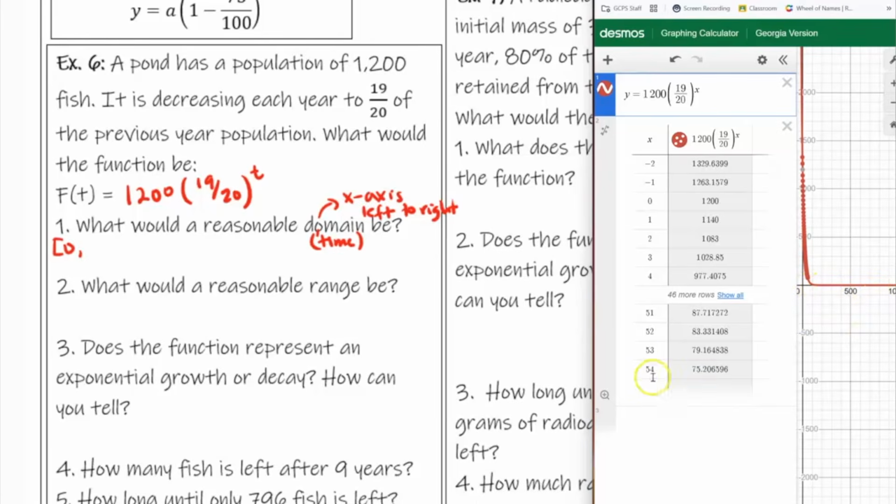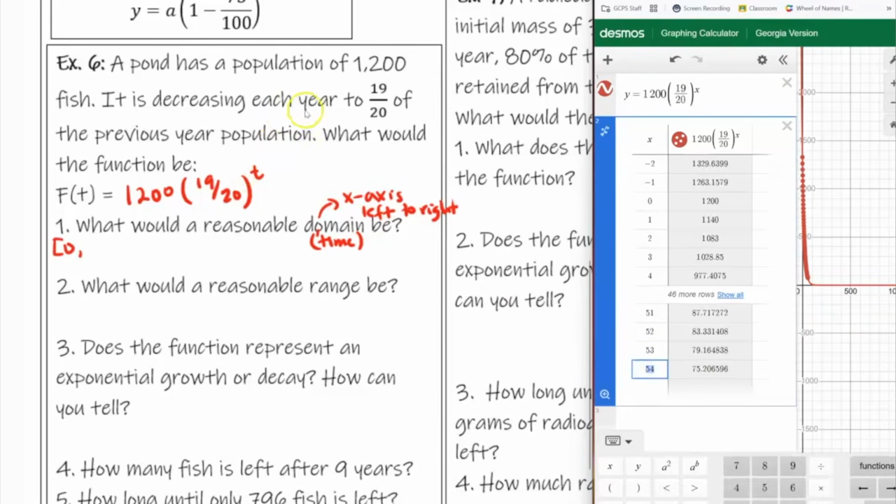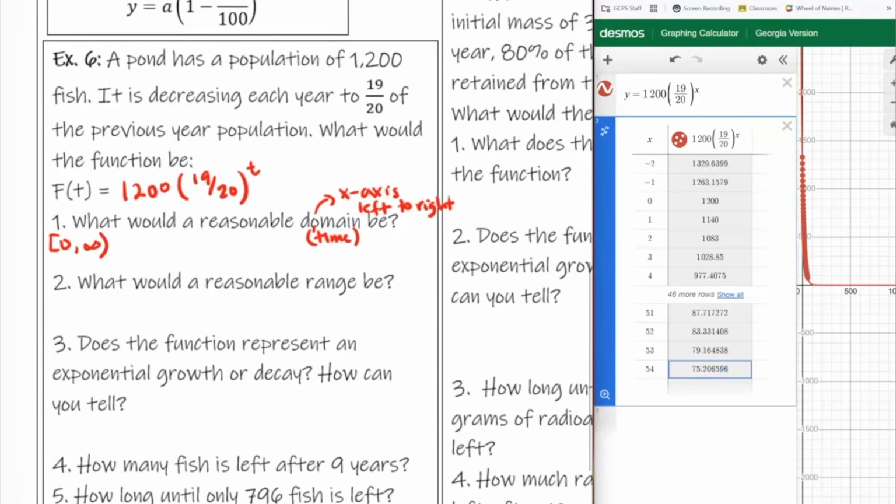So I can keep going forever, 54 being the number of years. And right now the population is at 75.20, and so on. I can go on forever, but I don't need to. I know it gets very close to 0, but never actually gets to 0. So I can say this goes to infinity, open, because it never reaches it.